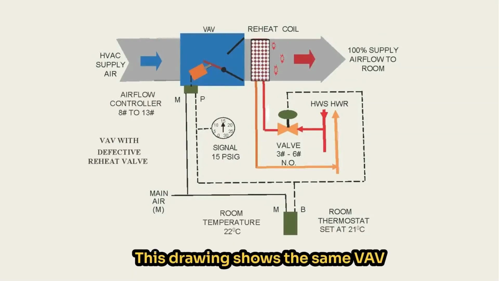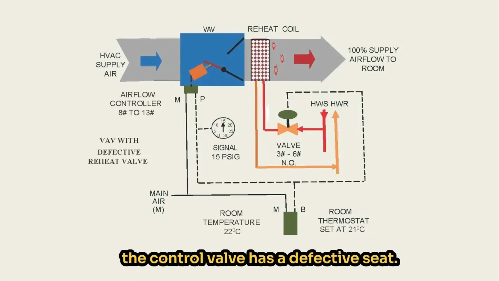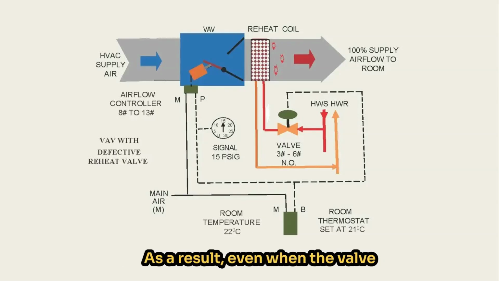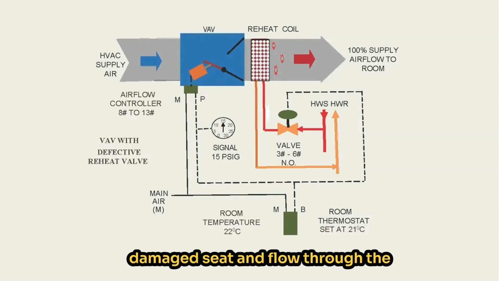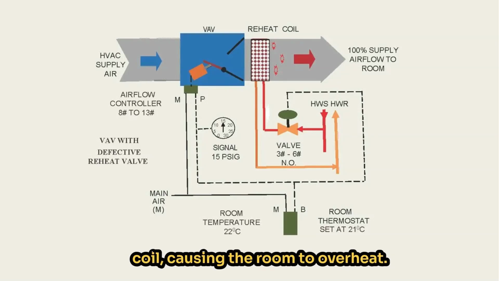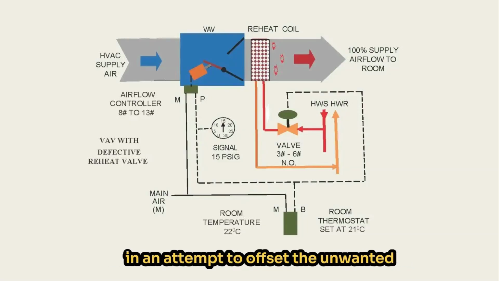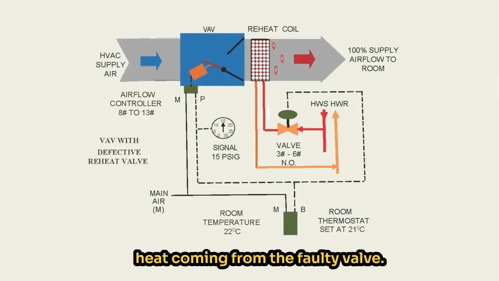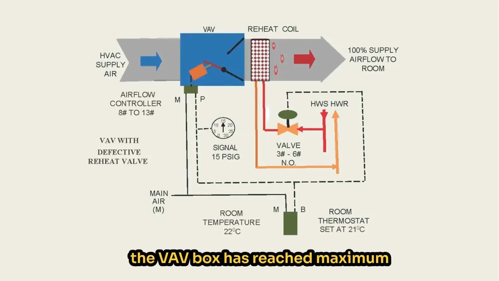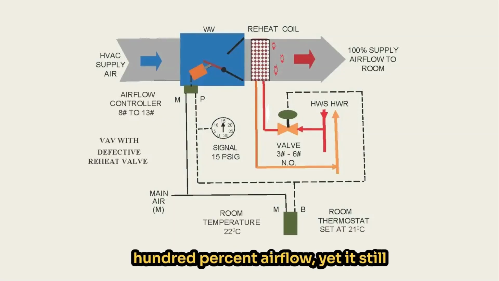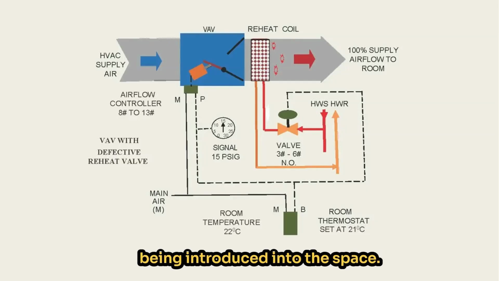This drawing shows the same VAV box and reheat coil, but in this case the control valve has a defective seat. As a result, even when the valve is commanded fully closed, hot water continues to leak past the damaged seat and flow through the coil, causing the room to overheat. As the space temperature rises, the thermostat responds by signaling the VAV box to gradually increase cooling airflow in an attempt to offset the unwanted heat coming from the faulty valve. In the condition illustrated here, the VAV box has reached maximum cooling capacity, operating at 100% airflow, yet it still cannot counteract the excess heat being introduced into the space.